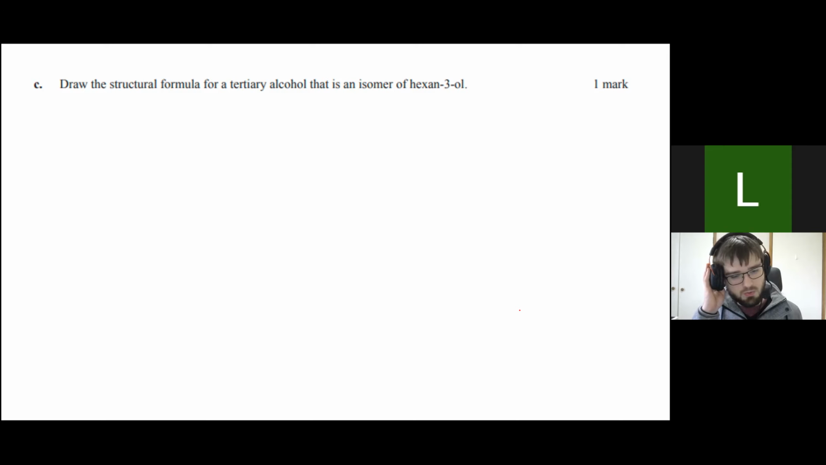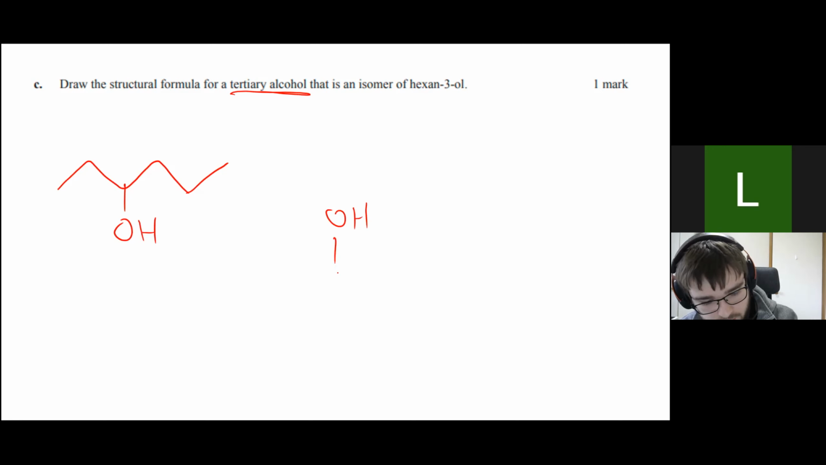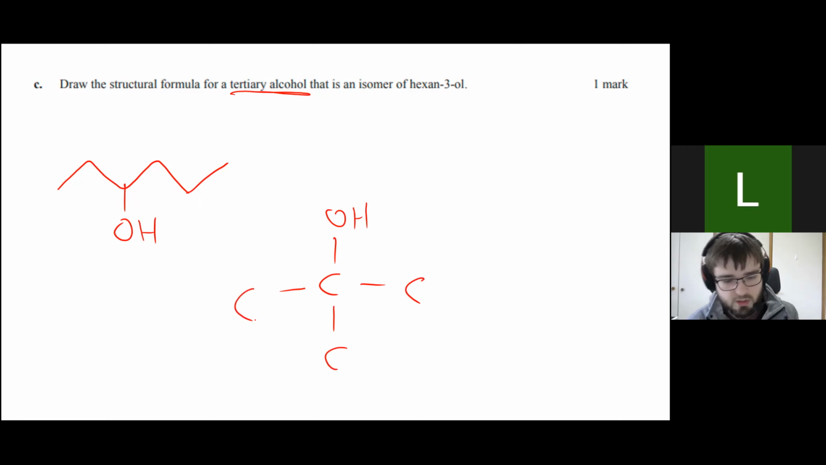We've got: draw the structural formula for a tertiary alcohol that is an isomer of hexan-3-ol. So hexan-3-ol, 1, 2, 3, 4, 5, 6, is going to look like this. Now we need a tertiary alcohol. A tertiary alcohol is one where the OH is connected to a carbon that's connected to 3 other carbons. So we've got 4 carbons here. Now, note that it does say a tertiary alcohol.